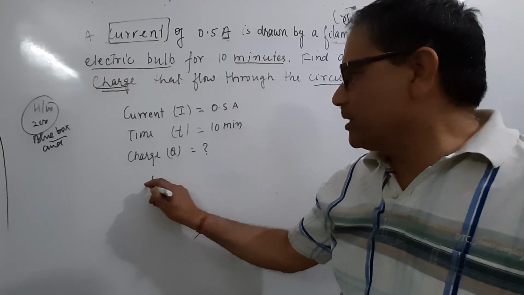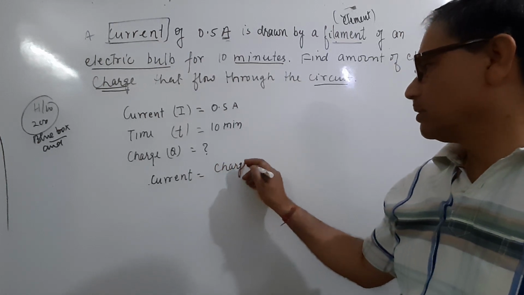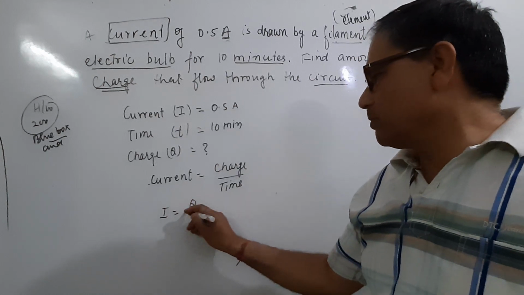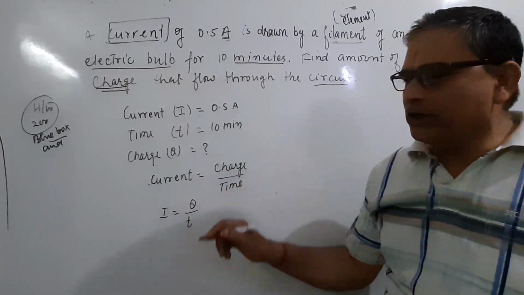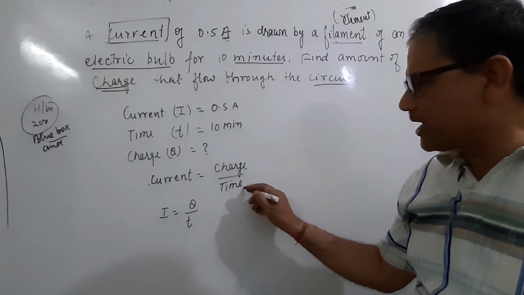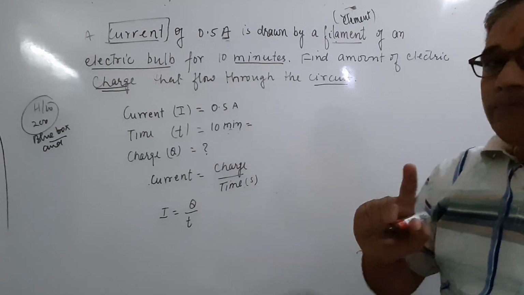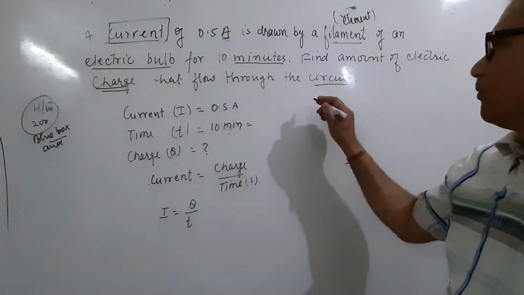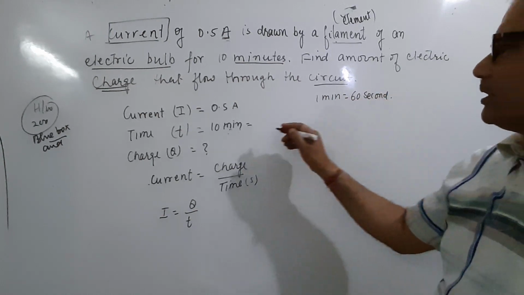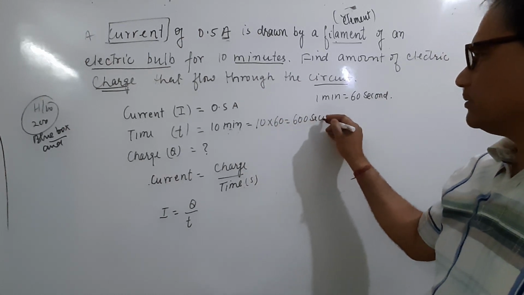And now we have to find out the relation. Current is equal to charge upon time. Current symbol is I, charge Q upon T. According to the definition, current is the rate of flowing charge, meaning charge flow in 1 second. In 1 second, it is in seconds, but here is minute. So 1 minute is equal to how many seconds? 60 seconds. So that means 10 into 60 is equal to 600 seconds.